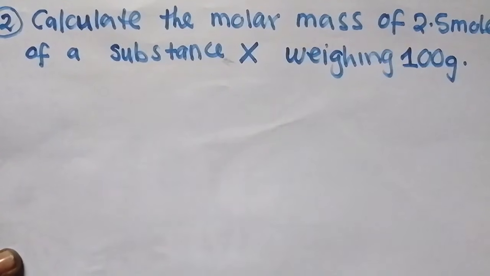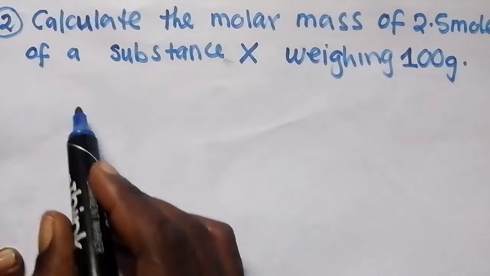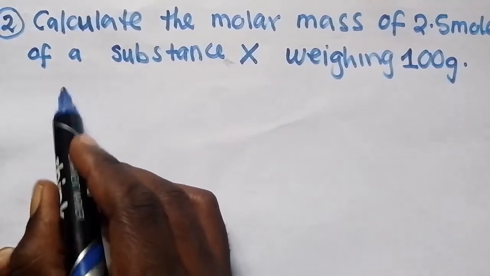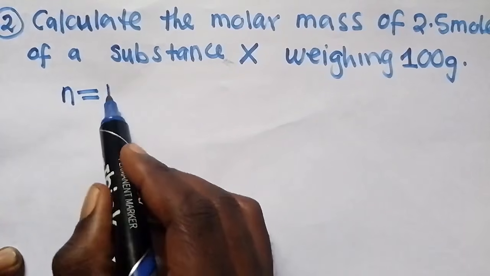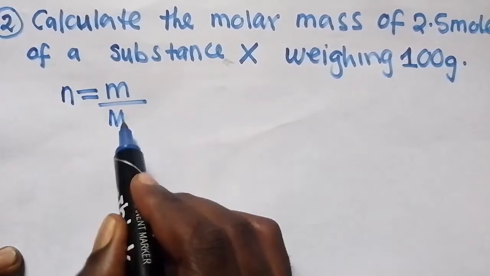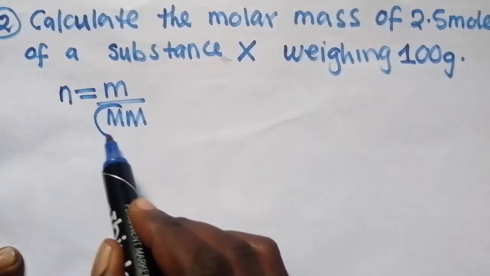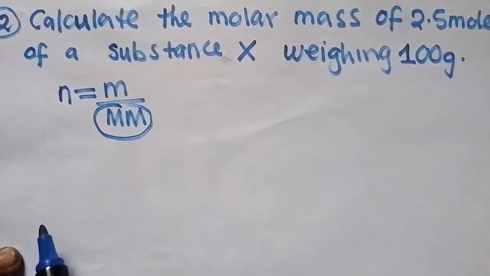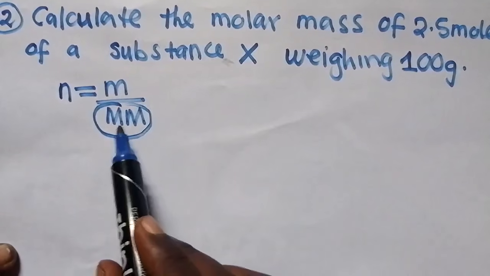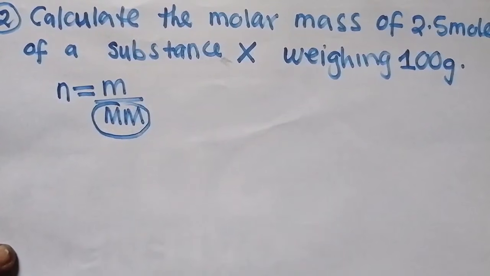So how can you calculate this one? The way you are going to calculate this is from a formula where you know that the number of moles is equal to mass over molar mass. This is the formula. So in this question, we are told to calculate the molar mass. So how can you calculate the molar mass?